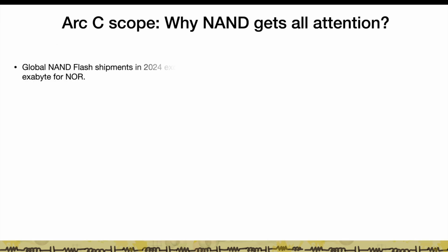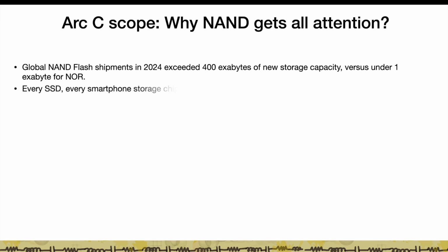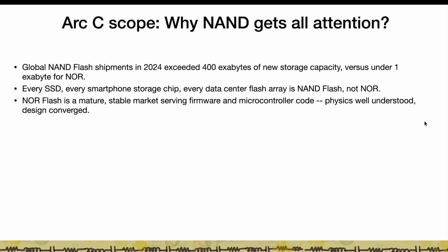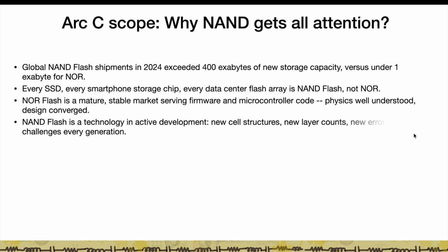In 2024, global NAND Flash shipments exceeded 400 exabytes of new storage capacity. NOR Flash shipped less than 1 exabyte. Every video in this arc is addressing a real active engineering problem. NOR Flash was a solved problem before most working engineers entered the industry. The physics is understood, the designs are stable, and the market is served by incremental optimization.